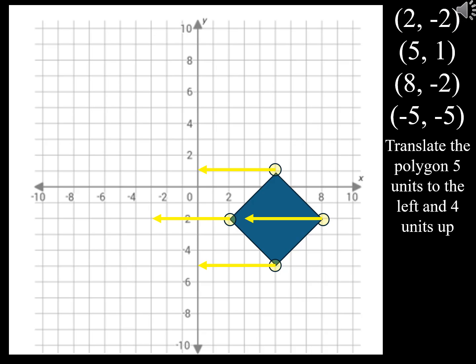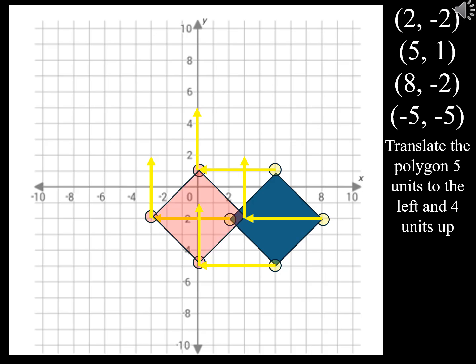So we're going to go ahead and slide our vertices over. It says translate the polygon 5 units to the left. So we're going to go -5. We're going to subtract on that number line. And so we're going to go over 5. And so those vertices are going to decrease by 5 numbers.